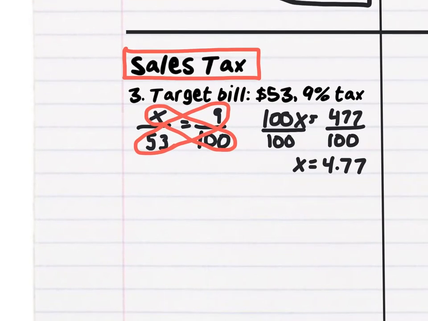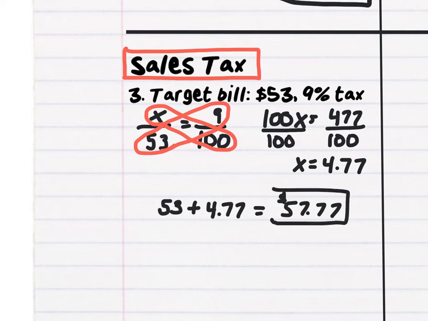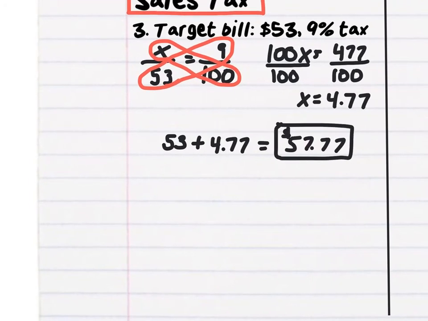$4.77. And then for your new price, you're going to take the $53 bill and tax is added. Okay, tax is something you pay extra for the state or the government. Okay, so then we have $57.77. That's your new price. Okay, and that's one way that you can do it.